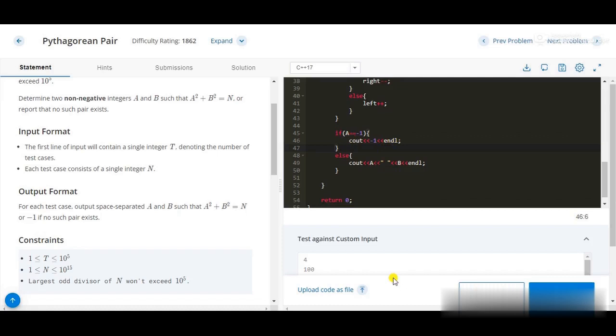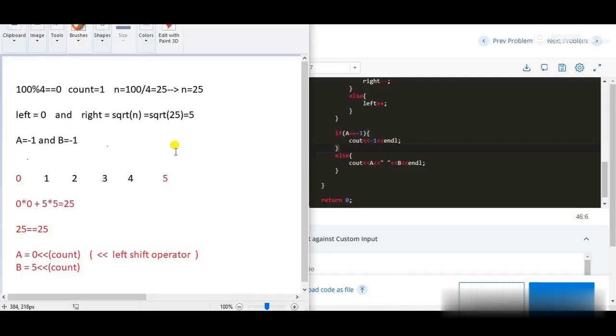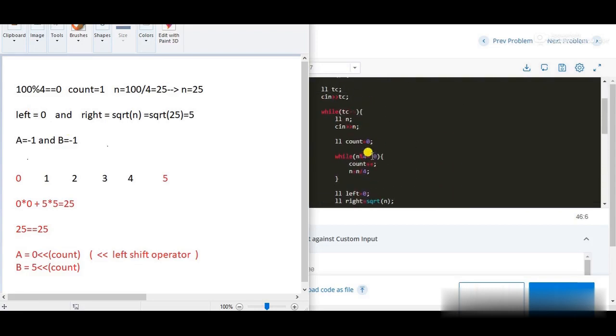Let's dry run this for some of the cases. Let's take n equal to 100. We have done the operation for the 100. 100 modulo 4 is equivalent to 0, right? So we increment the counter. Now our counter becomes 1 and our number becomes 100 divided by 4, that is 25.